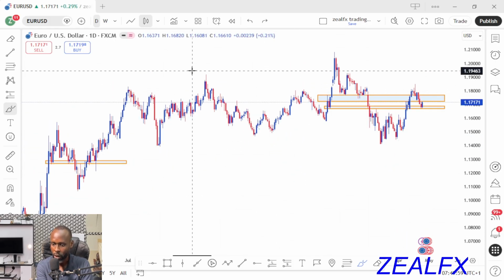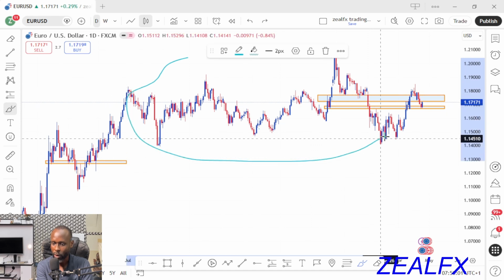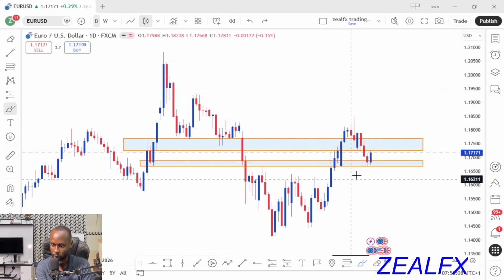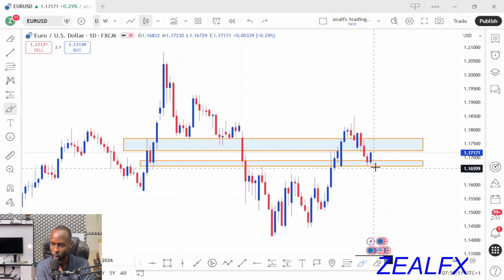The major structure is still showing that price is still in a range on the Euro USD. We still have a ranging trend on the Euro USD on the major structure. But the inner structure is still pointing to strong bullish momentum still building up on the Euro USD.